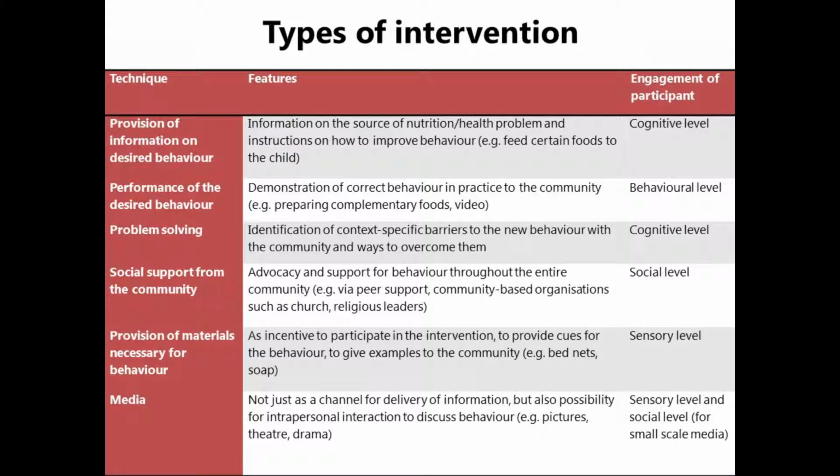So for instance, let's take the provision of information on a desired behaviour. Let's take information on a health problem and instructions on how to improve behaviour. So let's say feeding children under the age of 2. That's a cognitive level piece of information. It's a piece of information that you should feed your children and you should wean your child on such and such a date. This is factual, intellectual, cognitive process.